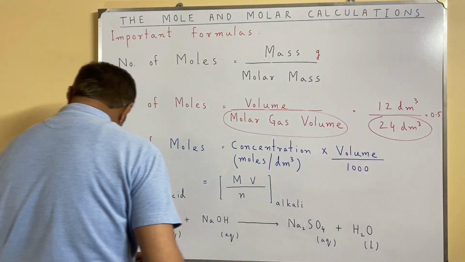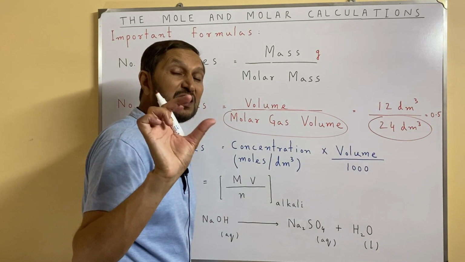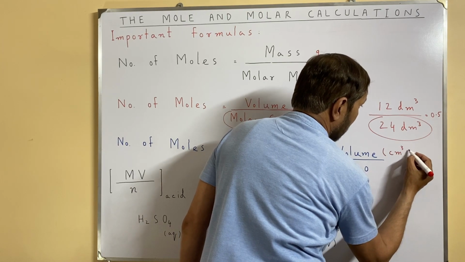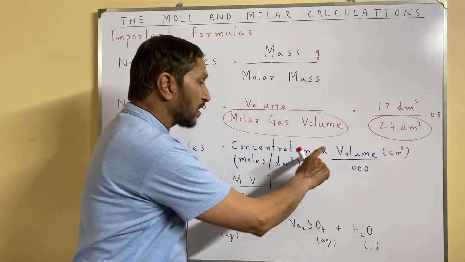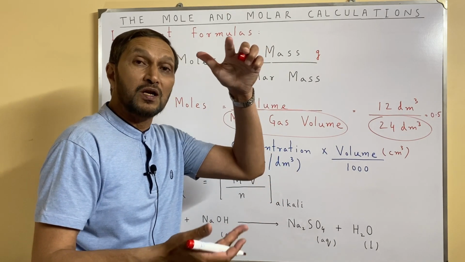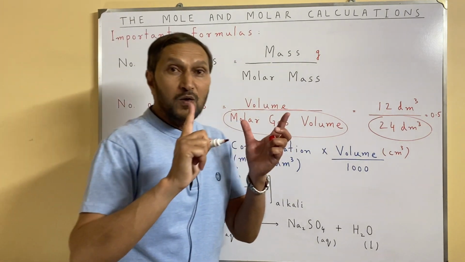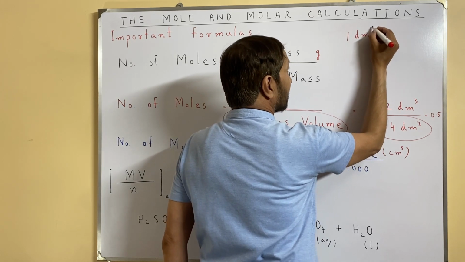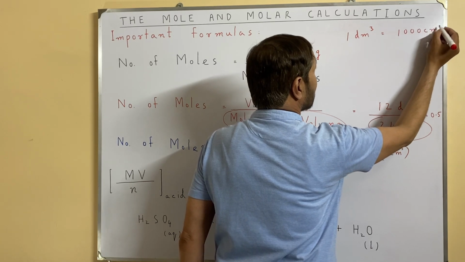1000. And why is it divided by 1000? Because mostly the volume of any solution is taken in small amounts, in cubic centimeters. For instance, it can be 100 cubic centimeters, 200 cubic centimeters, 500 cubic centimeters. So we are not taking volume in decimeters. A decimeter is a large value. 1 cubic decimeter is equal to 1 liter, and in 1 cubic decimeter there are 1000 cubic centimeters.